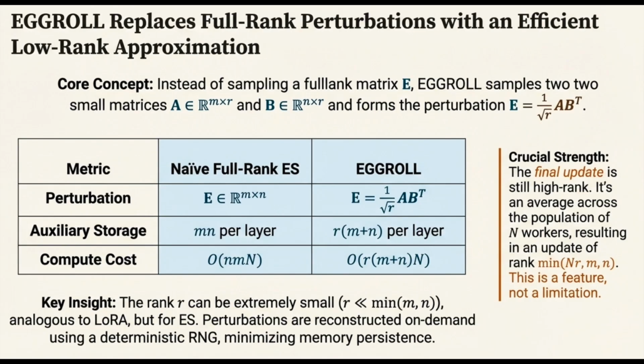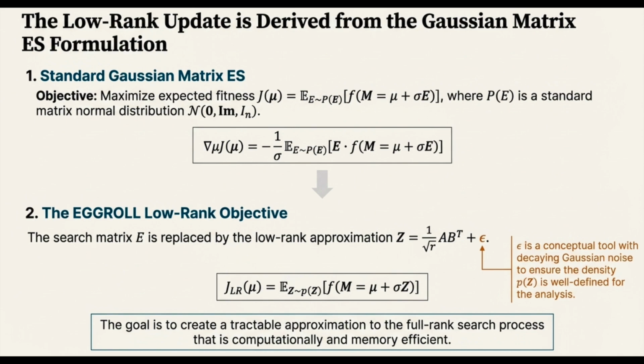Right. So instead of one gigantic matrix, we introduce two much smaller ones, A and B. And the key here is that the rank r is a hyperparameter you can tune, and it is orders of magnitude smaller than the model's dimensions. So we're talking about an r of what, 10 or 20, even if your dimensions are in the thousands? Exactly. It's sort of like the architectural wisdom you see in techniques like LoRA, but applied specifically to the noise vector in the evolutionary search, not the final weight update.